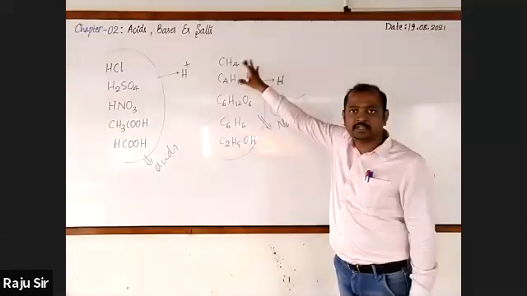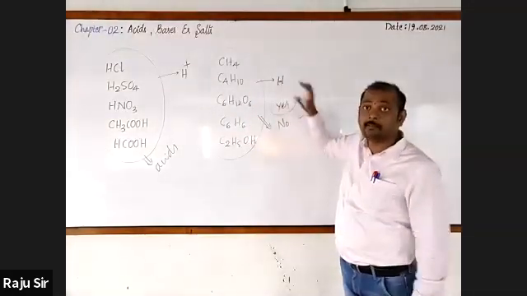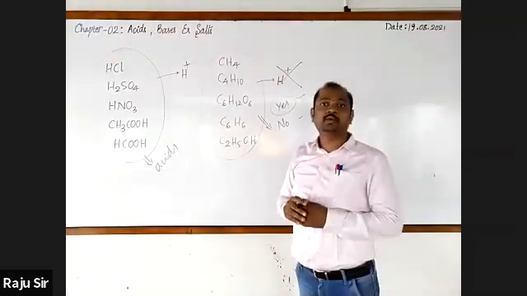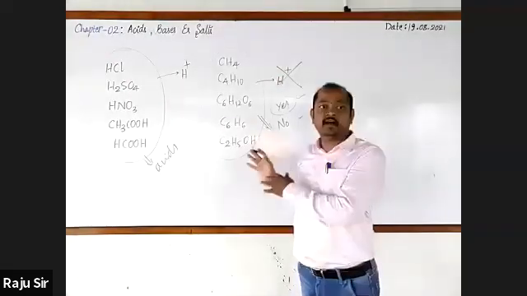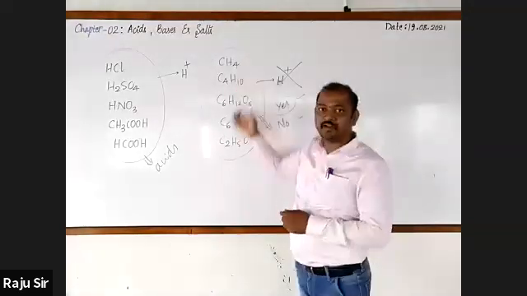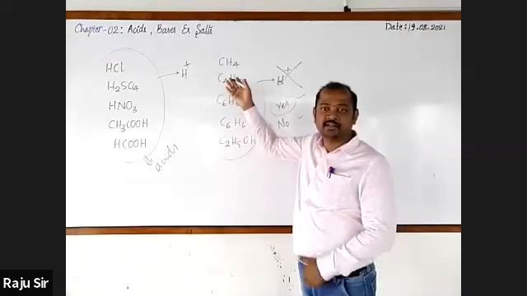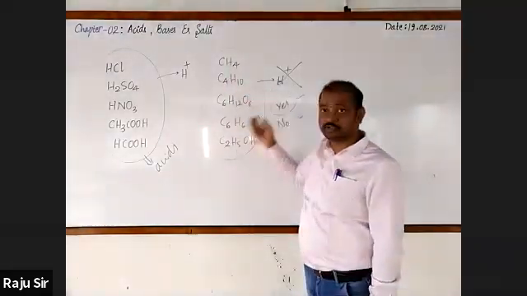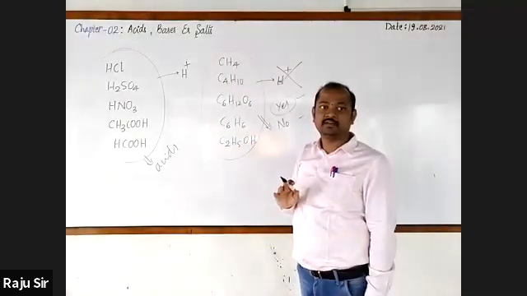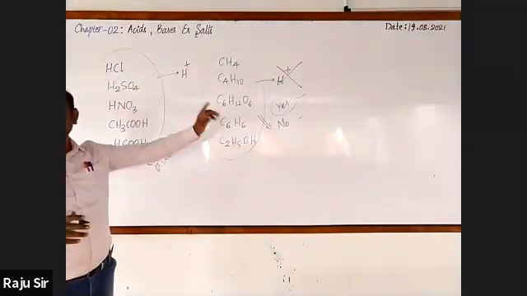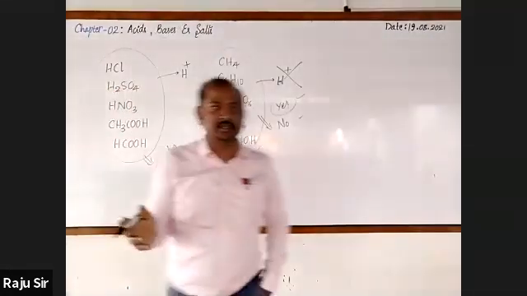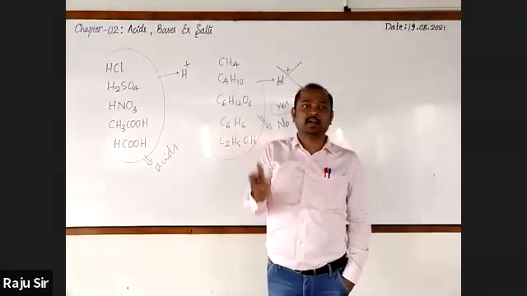Whereas, of course, these compounds will also contain hydrogen, but when these are dissolved in water, they do not release hydrogen ion. Hence, they are not acids. They are carbon compounds, hydrocarbons. If there is carbon and hydrogen only, we call them hydrocarbons. Understood? The common observation that we can make in all the acids is that they produce hydrogen ion on dissolving in water.